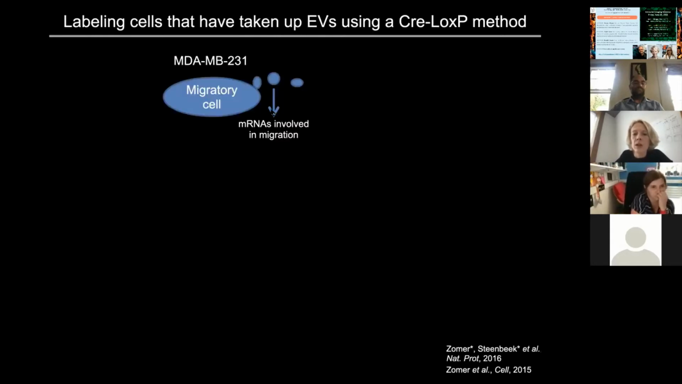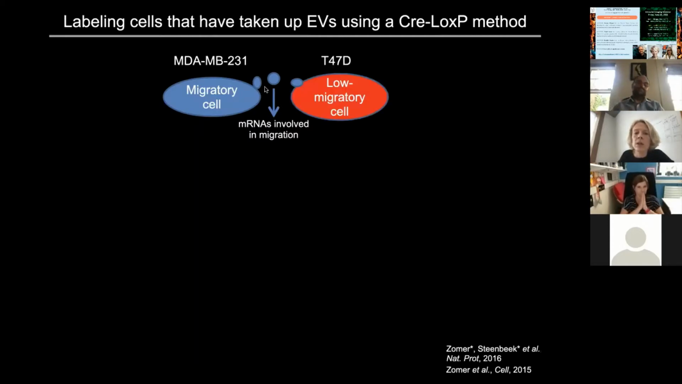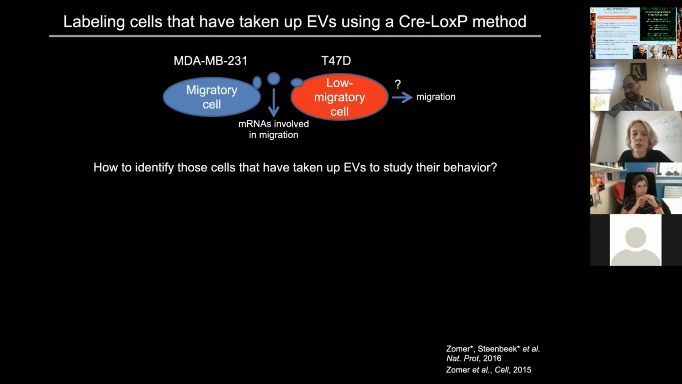Then thinking of the idea that tumors are really heterogeneous and that it is often a couple of tumor cells that are highly migratory and metastatic, we were wondering whether it can be that these highly migratory cells release vesicles with messenger RNAs that are involved in migration, and whether these vesicles can be transferred to less migratory cells in this heterogeneous tumor that then affects the migration behavior of those cells. But in order to study this hypothesis, we of course had to first identify those cells that have taken up extracellular vesicles in order to study their behavior.